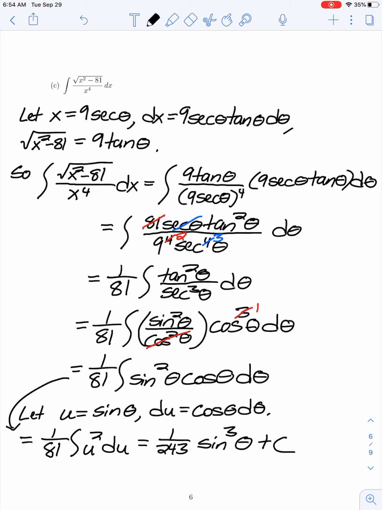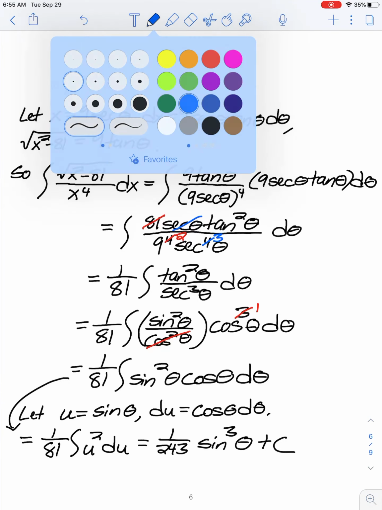And in my last step, I want to get my answer in terms of the variable x instead of theta. So again, to do that, we can make use of a reference triangle. So a little scratch work at the top here.